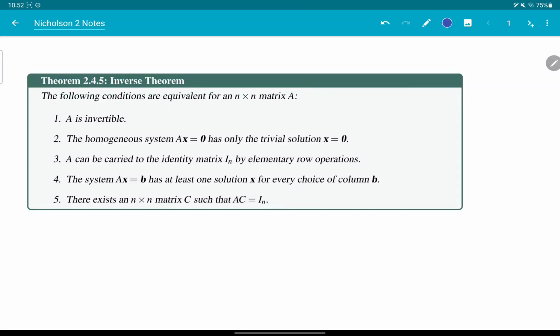I'm sorry, another theorem for you to copy in your notes. This one's also called sometimes the IMT, the invertible matrix theorem. Let's talk about why this might be true. What we're saying here is that if one of these statements is true, then they are all true. And if one of them is false, then all of them are false for a matrix A.